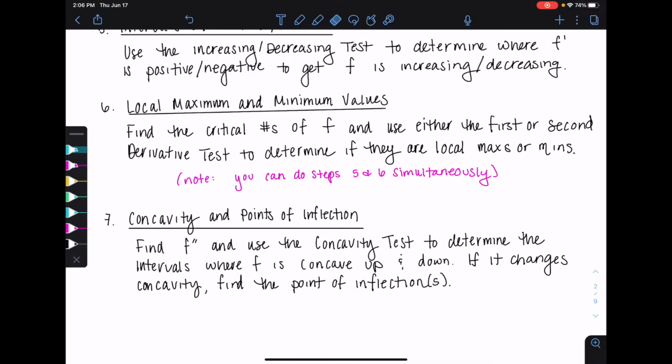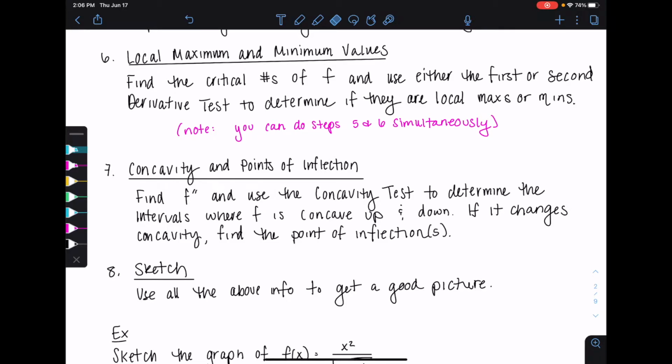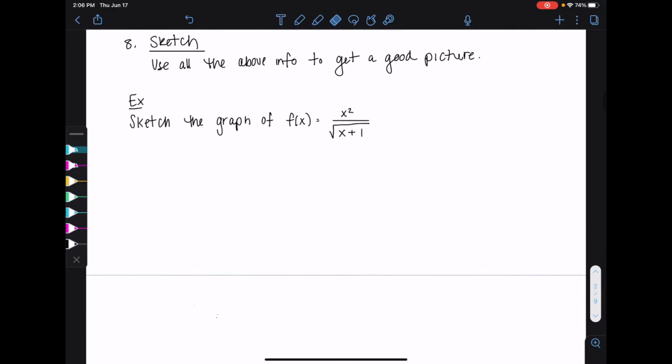You're going to find that second derivative and figure out where it's concave up and concave down, and that's going to tell you if there are any inflection points, and that's specifically where it changes concavity. After you've done all of this, then you can finally get a good sketch using all of this information. Okay. So let's try an example together.